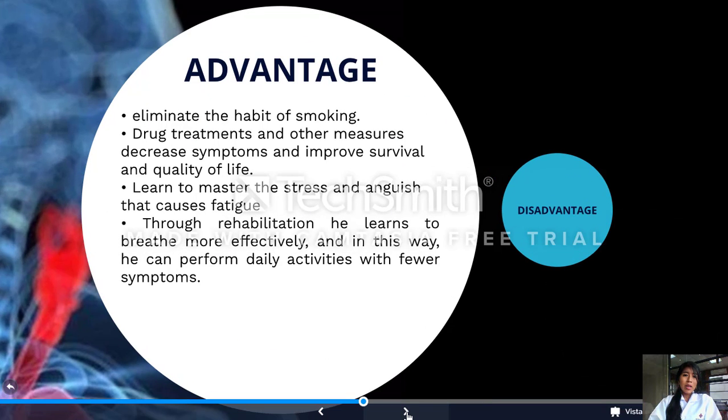Advantage: eliminating the habit of smoking, drug treatment, and other measures decrease symptoms and improve survival and quality of life. Learn to master the stress and anguish that cause fatigue. Through rehabilitation, he learns to breathe more effectively, and that is why he can perform daily activities with fewer symptoms.